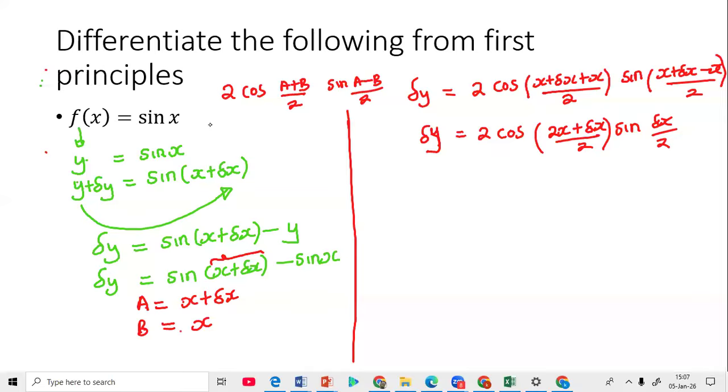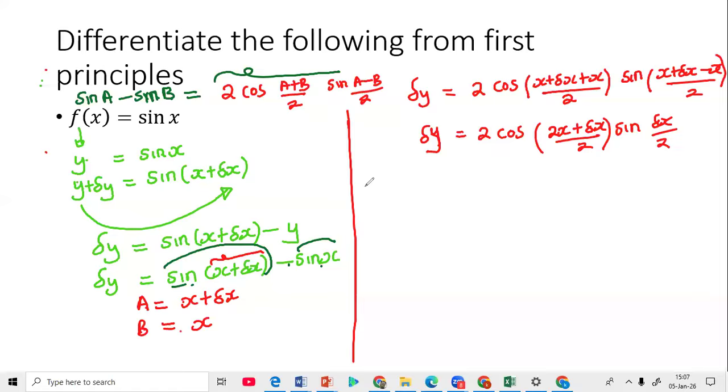Now, we have said that from the factor formula, when I have sine of A minus sine of B, have you seen this? Yes. You notice that the whole of this is like sine of A, and the whole of this is like sine of B. So we are subtracting two sines. When you subtract them, you end up with such an expression.